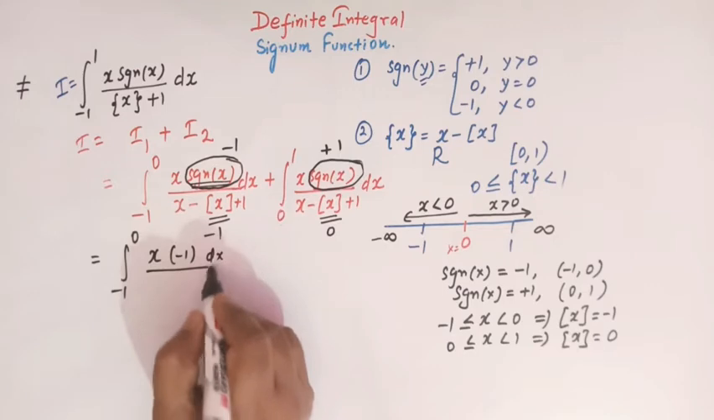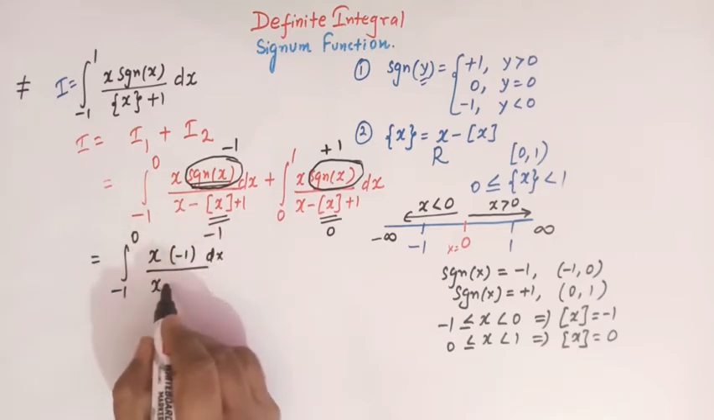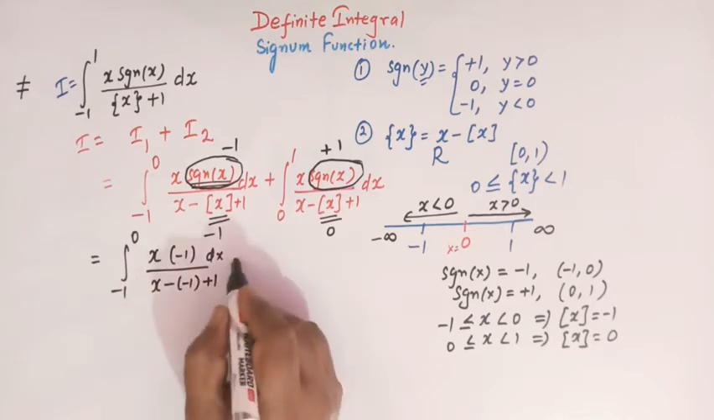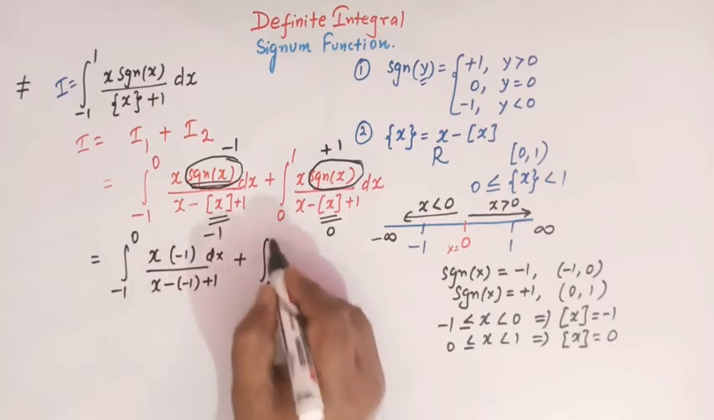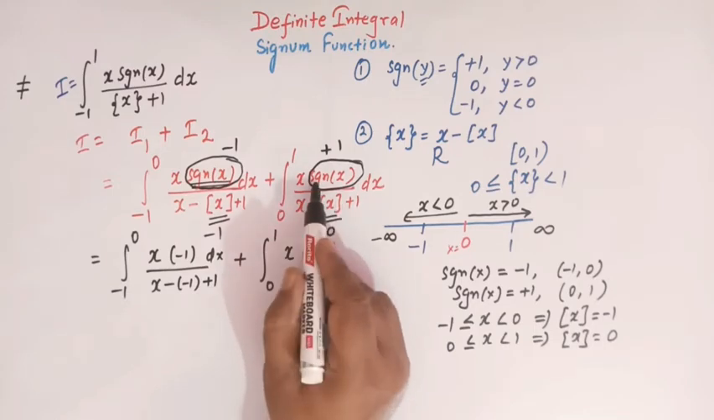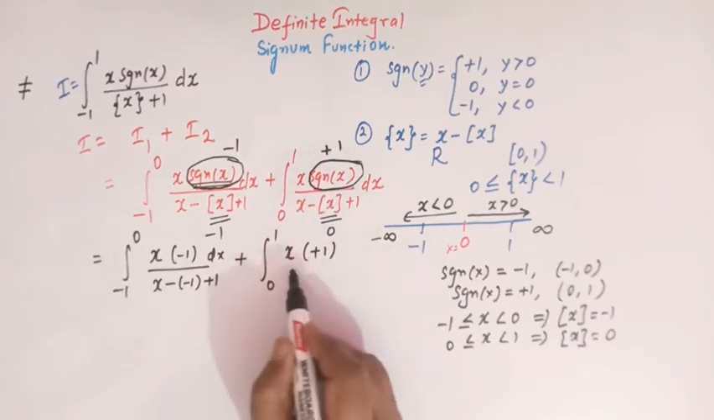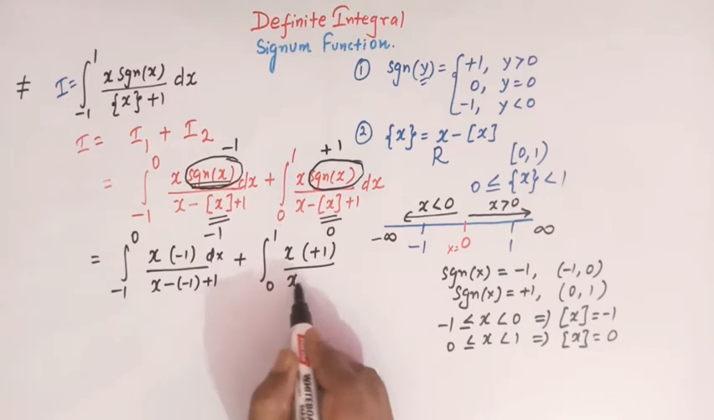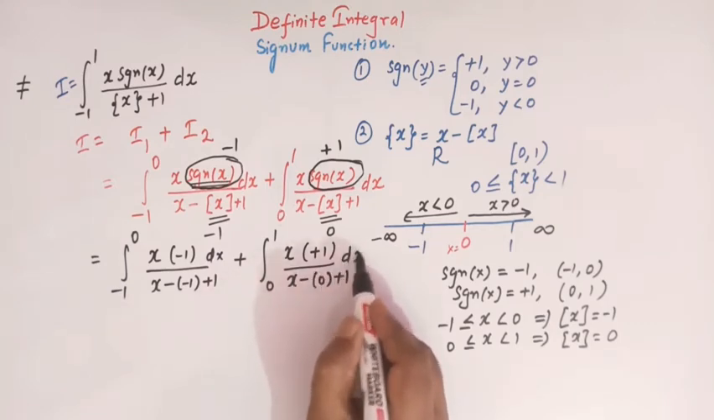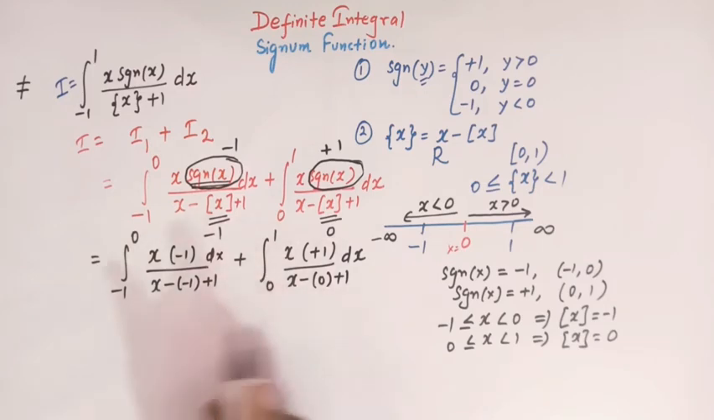Here we have dx, and then we have x minus -1, and here we have +1, and then we have 0 to 1, and here we have x times +1, because signum of x is +1, and here we have x minus 0, and here we have +1. So now we have these two integrals.